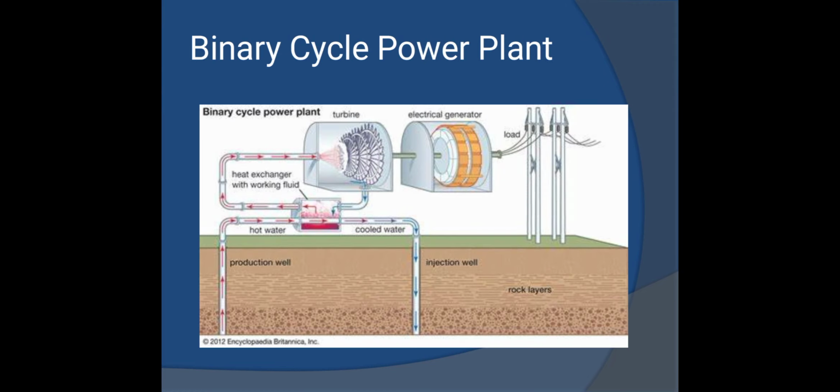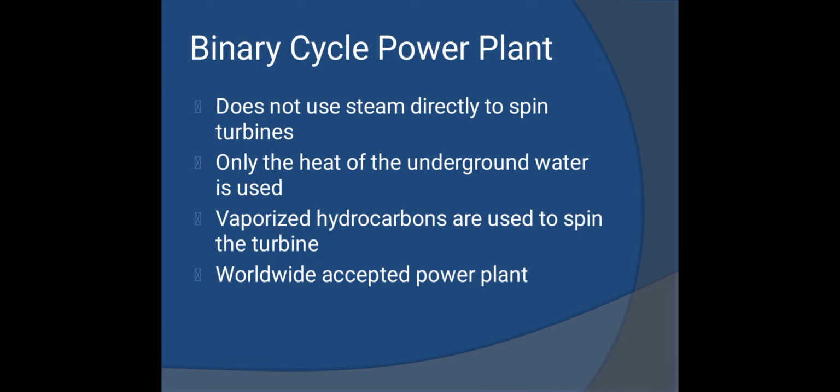Next, we'll go to the binary cycle power plant. The binary cycle power plant is usually similar to the flash steam power plant, and the labels are the same. We should note down that a binary cycle power plant does not use steam directly to spin the turbines. Only the heat of the underground water is used. Vaporized hydrocarbons are used to spin the turbine. This power plant is accepted worldwide, and these are the points of the binary cycle power plant.